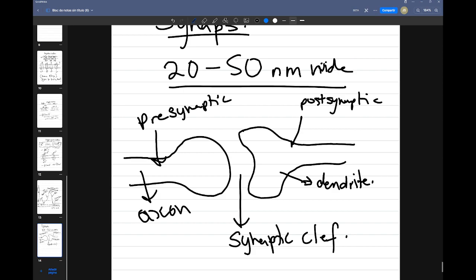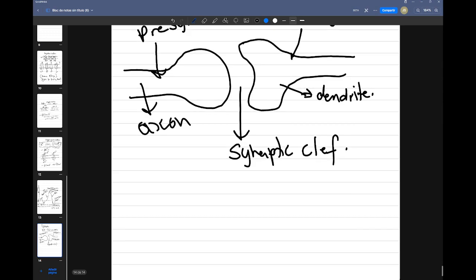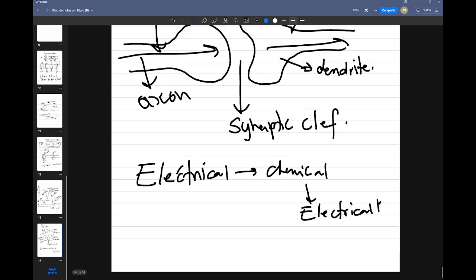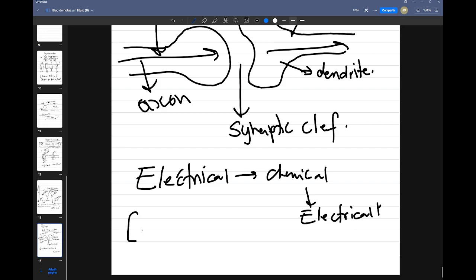So we're looking at this. Action potentials can undergo solitary conduction, meaning that they can't leap across a synaptic cleft. So if action potentials are to move from one neuron to the other, they have to change their signals from electrical to chemical, then back to electrical. And these are usually helped out by neurotransmitters.